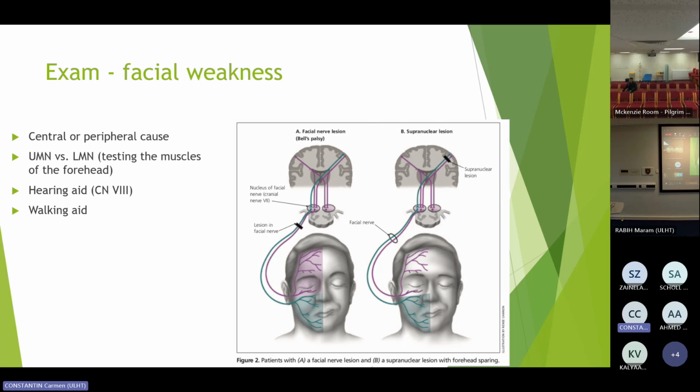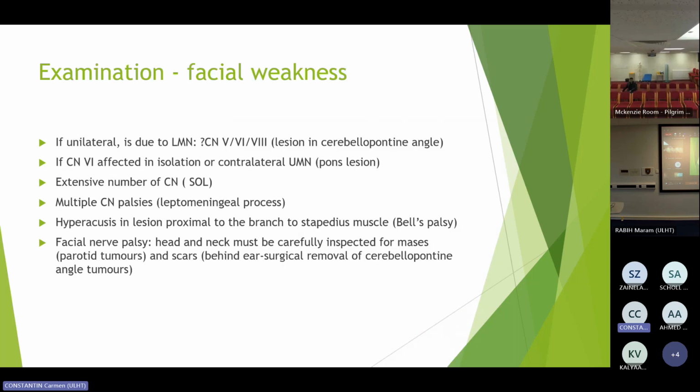So very important, as I said earlier, we have the upper motor neuron and the lower motor neuron, and this is the difference between Bell's palsy, the peripheral cause, and the central cause. Remember. So facial weakness, how do we explore this? If it's unilateral, it is due to lower motor neuron. For example, sixth cranial nerve palsy is affected in isolation or opposite to a pons lesion.